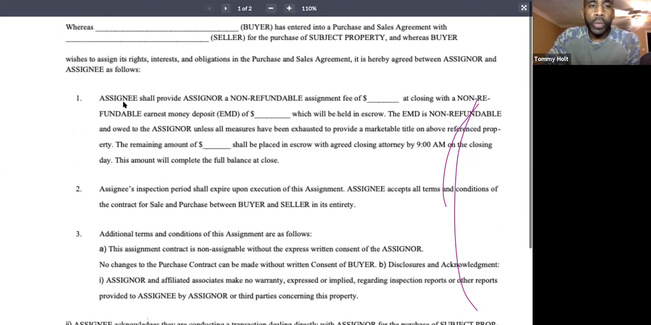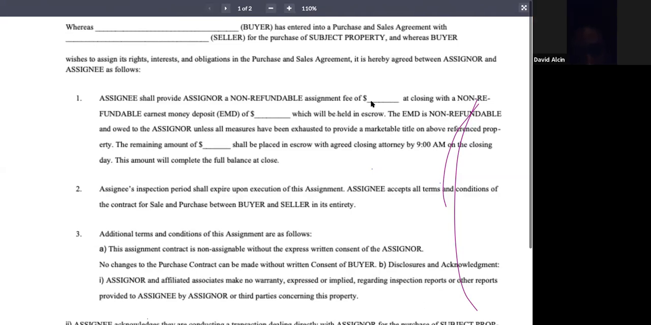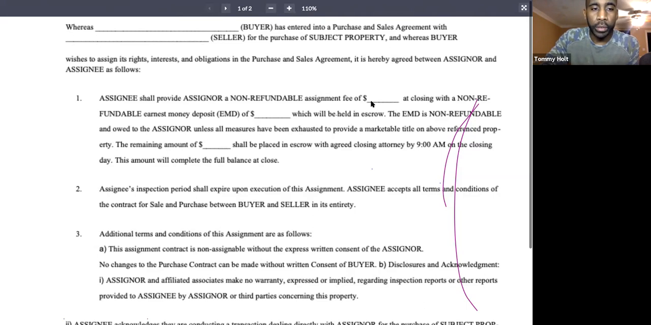So here's where it gets a little confusing. People get confused sometimes. I don't know how to get this off the screen. But assignee, okay? So let's just say from now on, I am the person who's fixing and flipping. The assignee right here shall provide the assignor, David, the wholesaler, a non-refundable assignment fee of whatever it is. Now remember before, let's say your seller says, you know what, I want $1,000 earnest money. And remember how I told you guys before, there's a way to get around that, right?